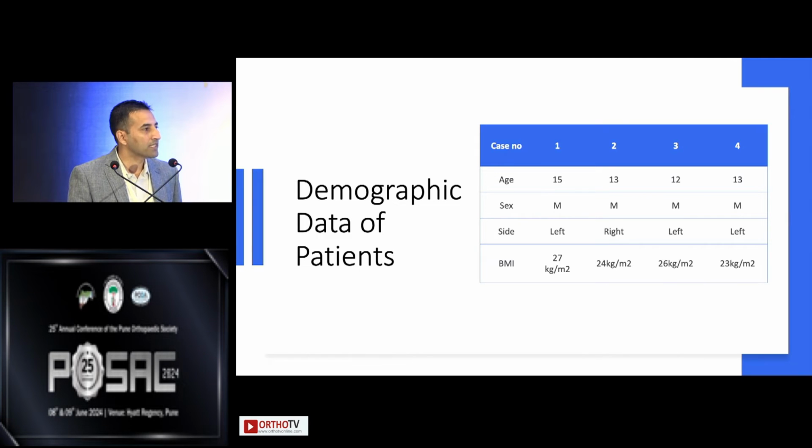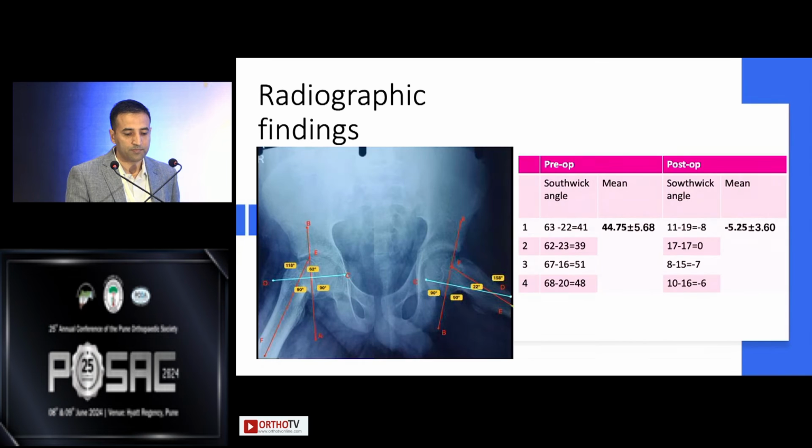The demographic data of the patients: all the patients were between 12 to 15 years age group. All were male. 3 of them had left-sided SCFE and 2 of them had BMI more than 25. We evaluated radiographically with the Southwick angle. The Southwick angle in most of them was within moderate severity, between 40 to 60.